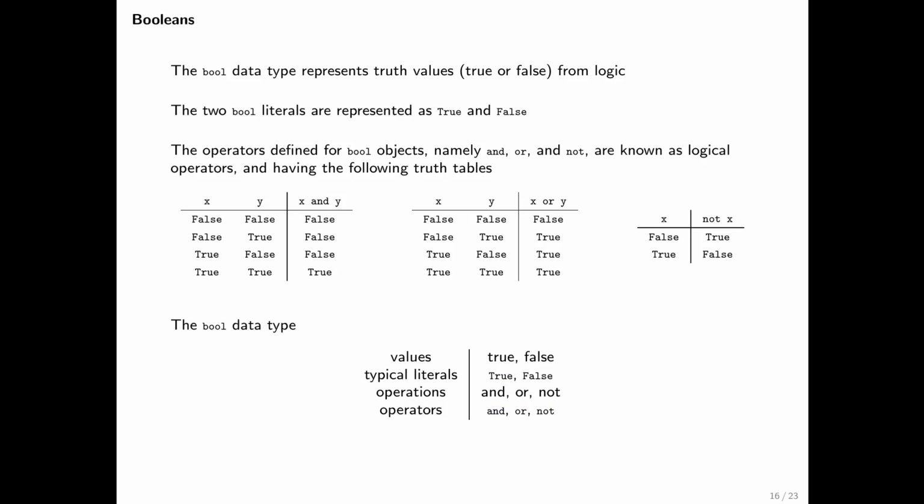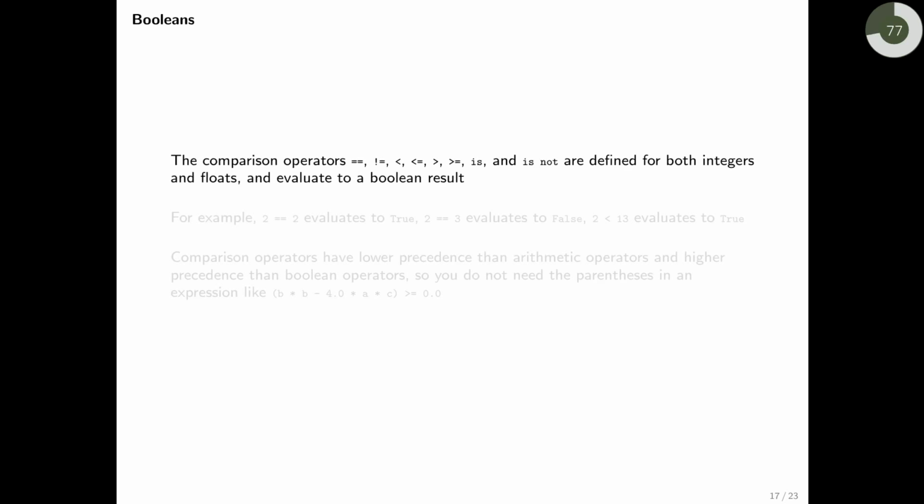Okay. Now, let's talk about what are called comparison operators. So the comparison operators are all these guys: equals equals, not equals, less than, greater than, less than or equal to, greater than or equal to, is and is not. And these are defined for both integers and floats, and they evaluate to produce a Boolean result.